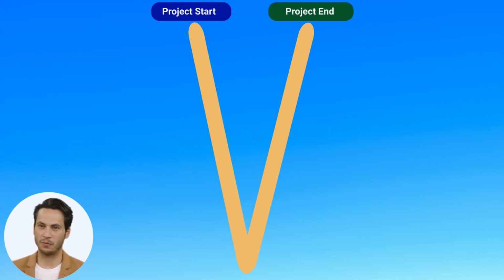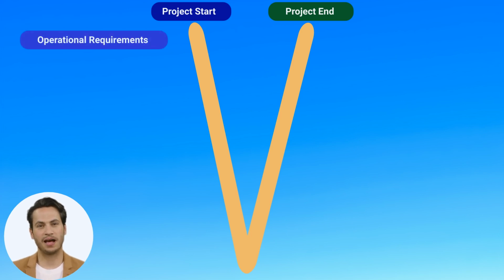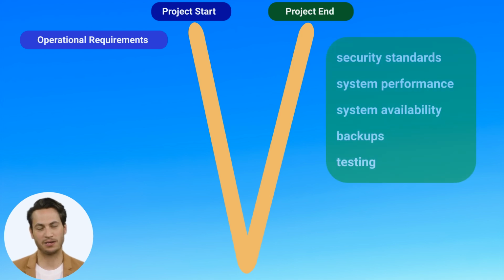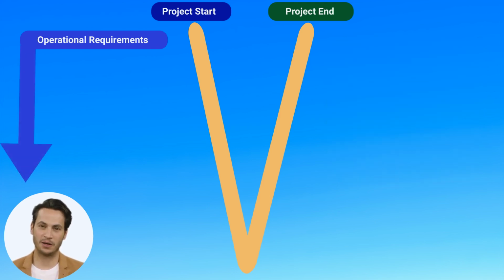The first deliverable may be an operational requirement document, sometimes called the operational acceptance document. This is where the specific objectives relating to operations are captured. It could include varying requirements like security standards, system performance, system availability, backups, and the expected level of testing from the project. This is a living document and often evolves as the technical details become clearer during a project lifecycle.